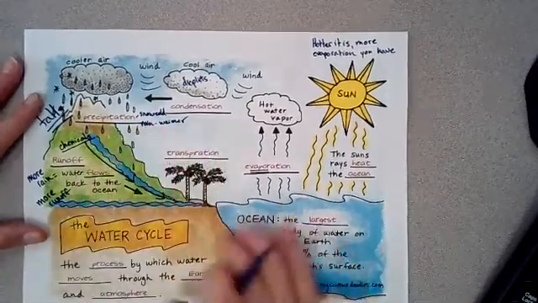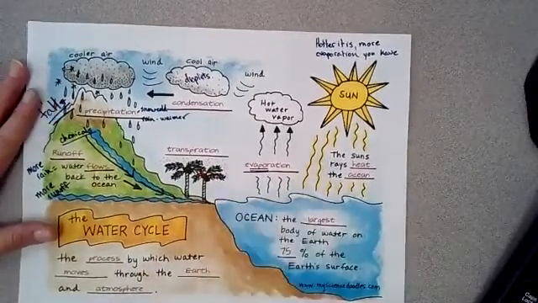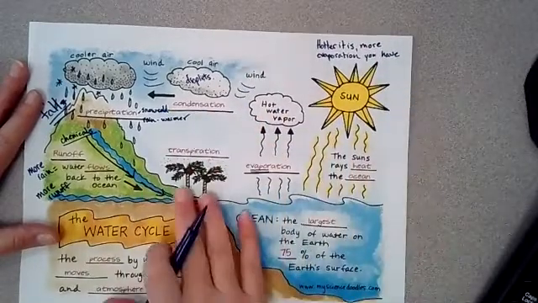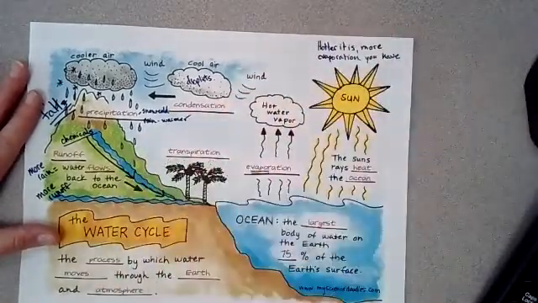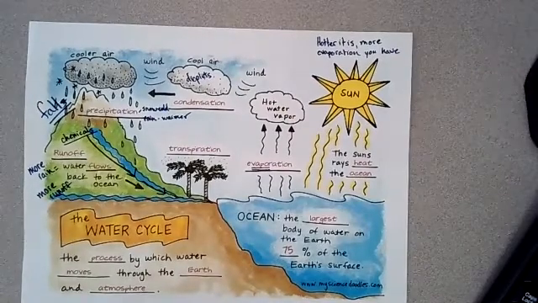Okay, and then the last process here is transpiration. Transpiration, that's just evaporation out of a plant. And the same thing with this: the more sun that's on the plants, the more transpiration you get. All right. And that is pretty much it.